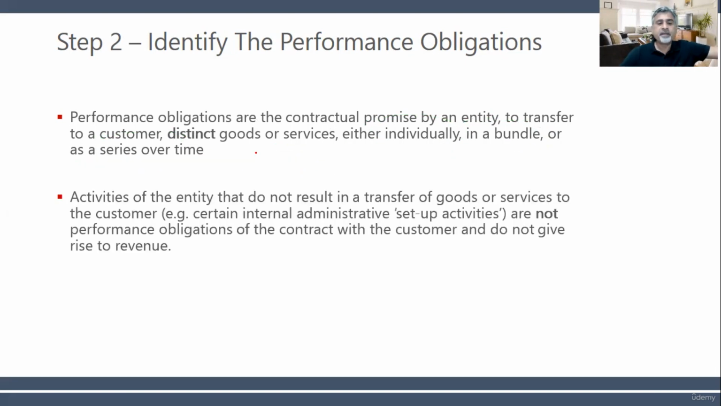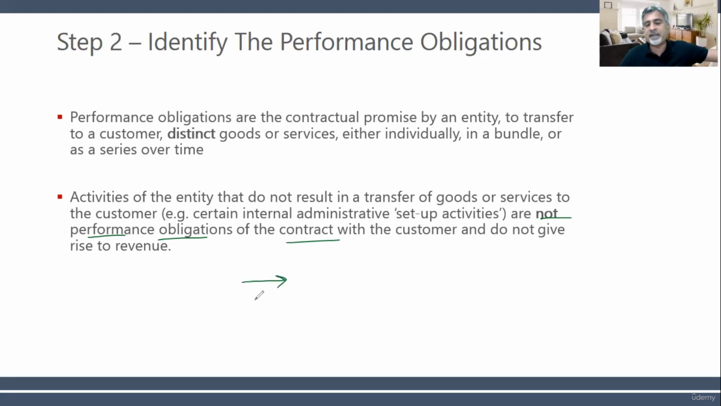The criteria are activities of the entity that do not result in a transfer of goods or services to the customer. Example, certain internal administrative setup are not performance obligations of the contract. So if we say that we are going to plan or make this building for you, and making this building means digging the foundation and stuff like that, whatever. So we say foundation and structure and external facade, internal fittings, furnishing, whatever. These are performance obligations. But my internal planning, I will sit down with my project manager.